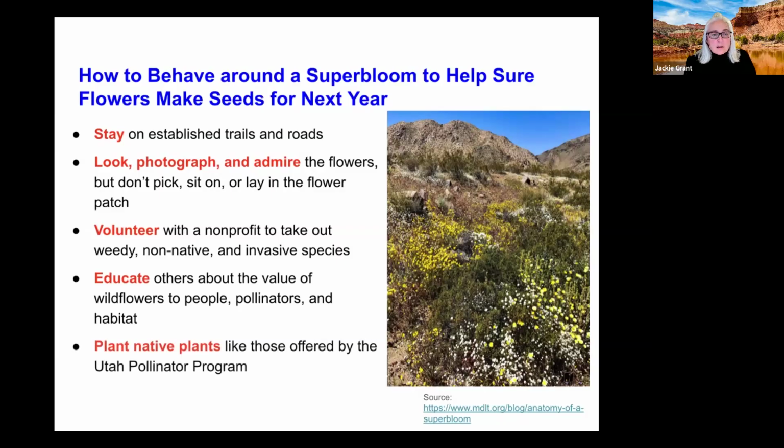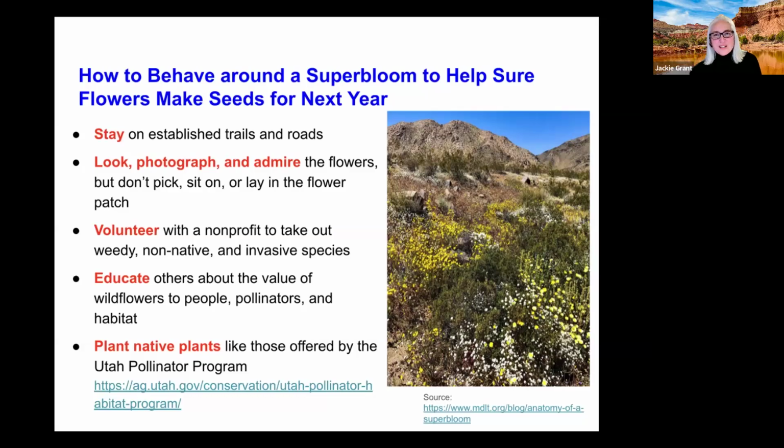So one is to stay on established trails and roads. Don't walk off into the desert and on top of flowers. There might be little tiny seedlings there that you can't even see yet. Look, photograph, and admire the flowers, but don't pick them or sit on them or lay in the flower patch, because that might damage them or damage some pollinators who are hard at work.